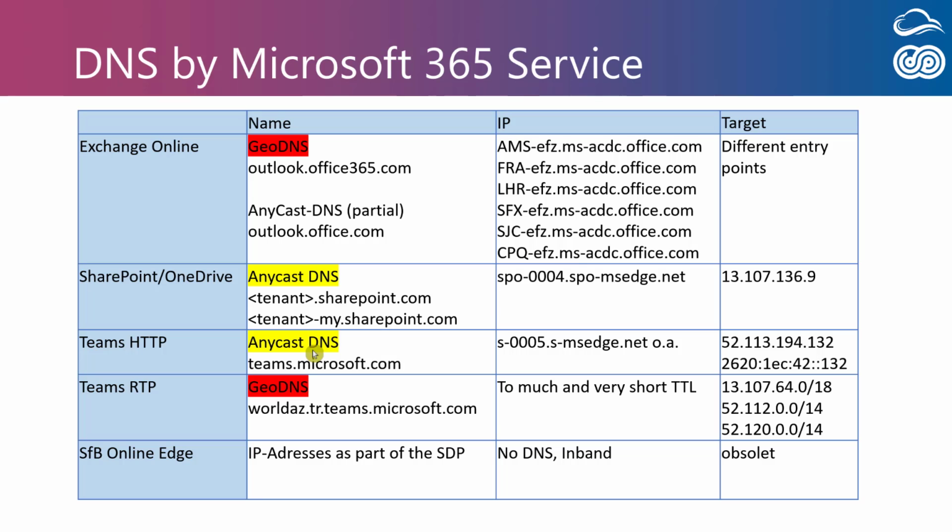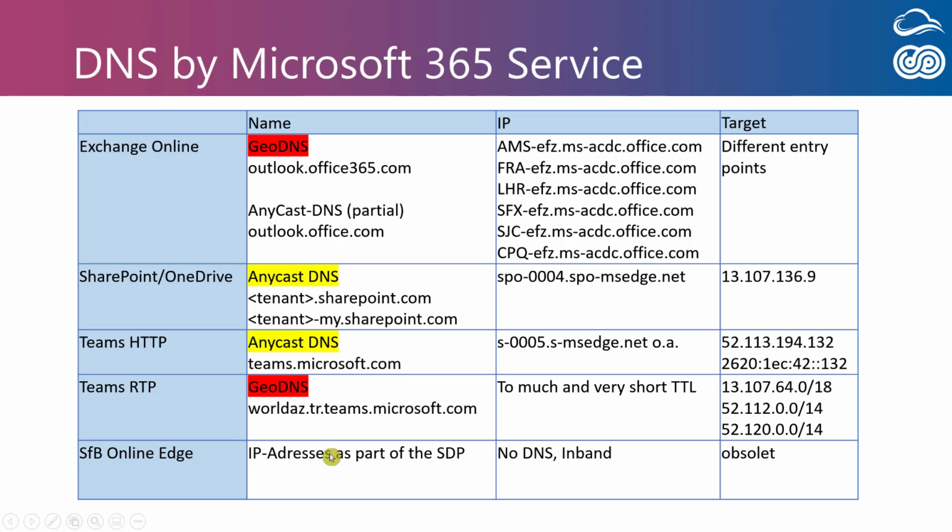So let's go back to that. Exchange Online is using GeoDNS. I think Microsoft is doing that because there are a lot of clients out there, Thunderbird, IMAP clients, what else, who may have problems with Anycast DNS because the server can change with every request.